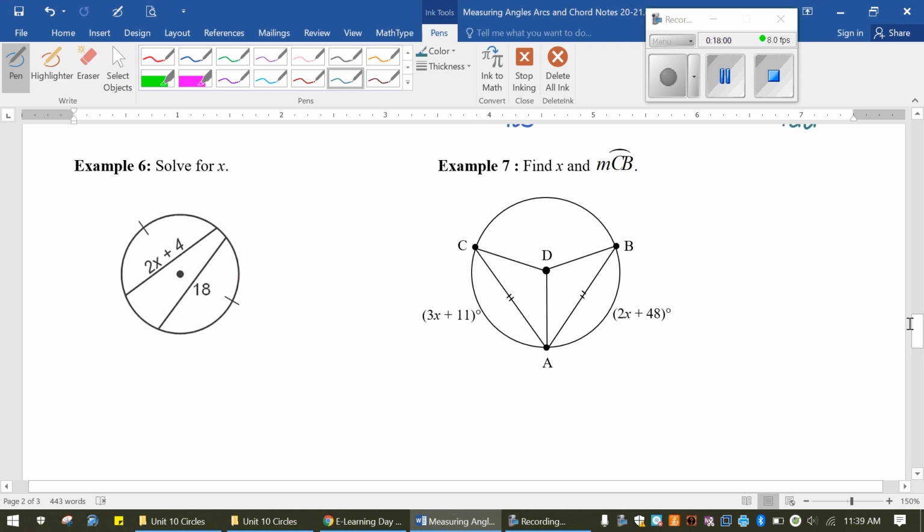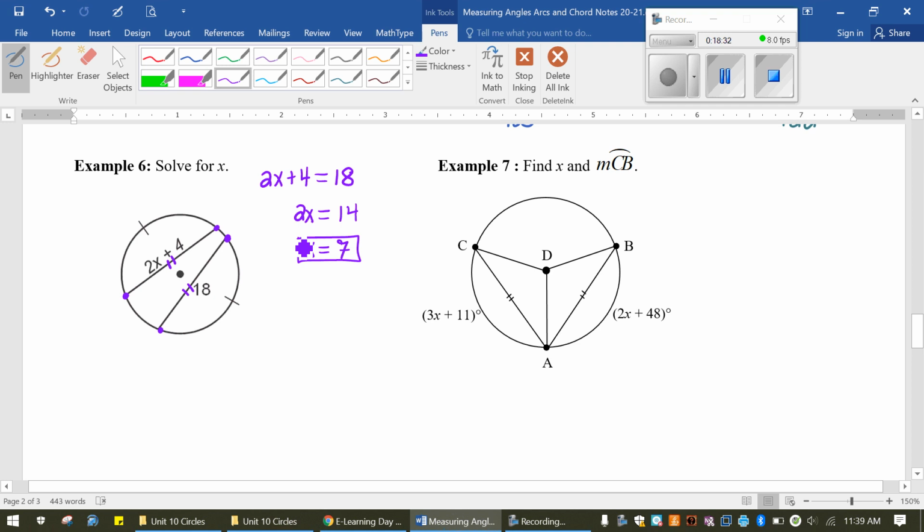Okay, moving down to number 6. Now we're looking at the measures on the chords. I see that the arcs are marked as congruent, so the endpoints between those make congruent chords. So 2x plus 4 is 18. Subtract 4, 2x will be 14. And divide by 2, we'll get a 7.